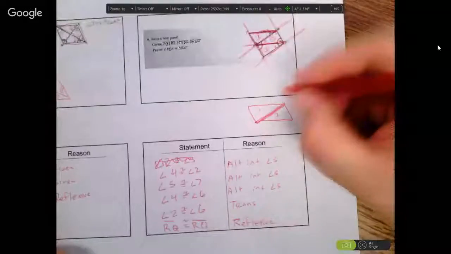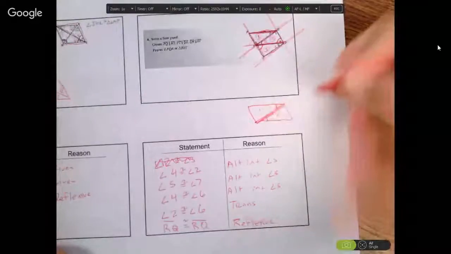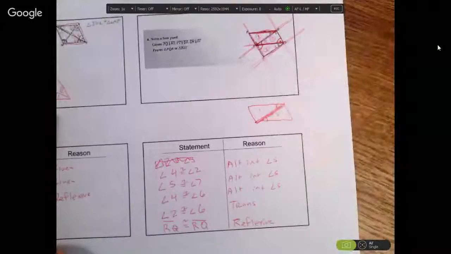And what angles have I found? I found that 2 is congruent to 4. It says we have this side. It says QS and RQ are parallel, so we put that, and then put the angle. QS and PR. PT, PQ and RS. PT and QS.